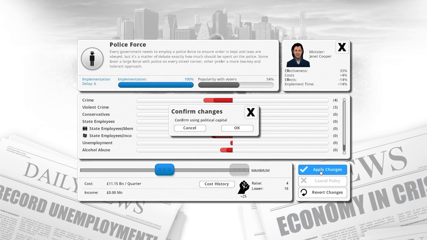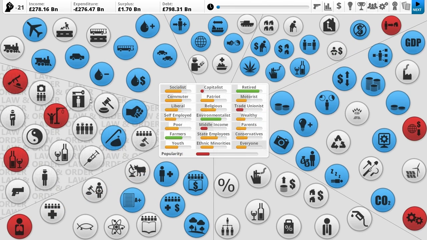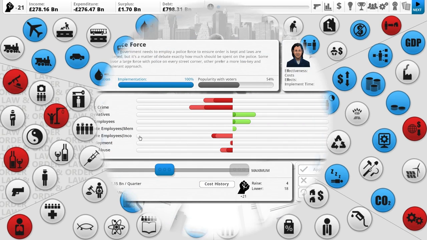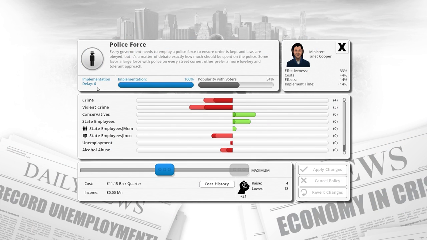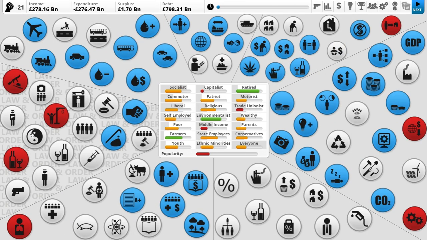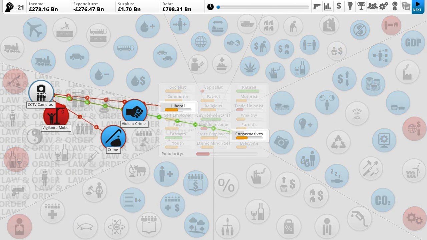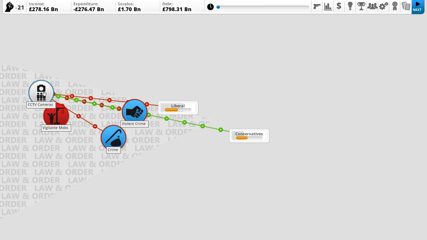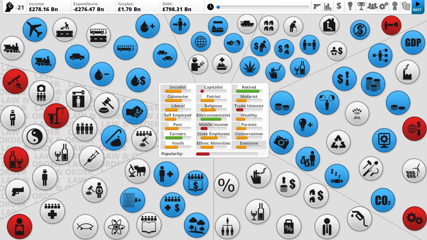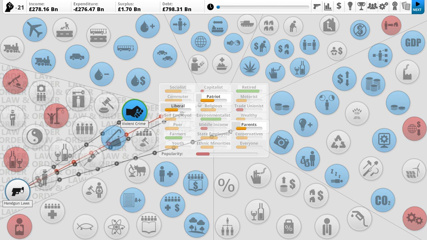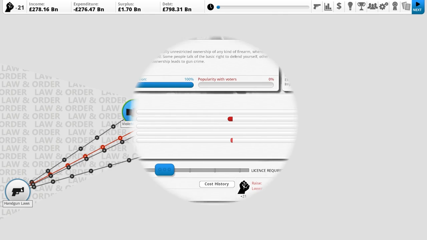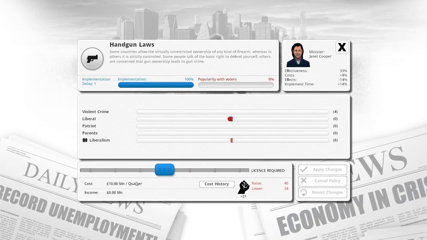Okay, so I'm gonna apply changes here. Okay, so we've boosted the police force, and keep in mind it doesn't implement straight away. It takes time to implement the change. So let's see, what else could we do? CCTV cameras deal with crime and violent crime, but make the liberals unhappy. Huh. What else we got here? We got handgun laws. Let's see. This is costing us very little money.